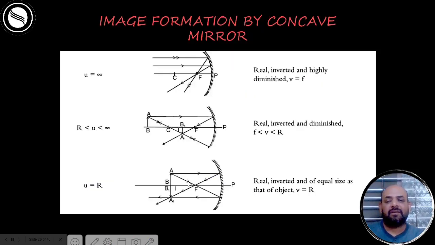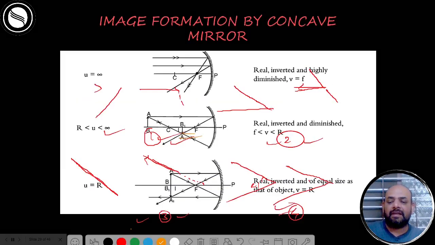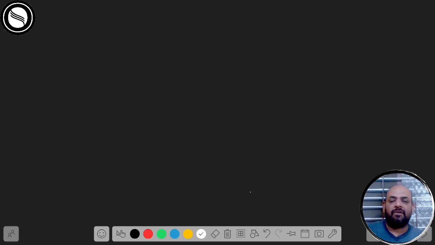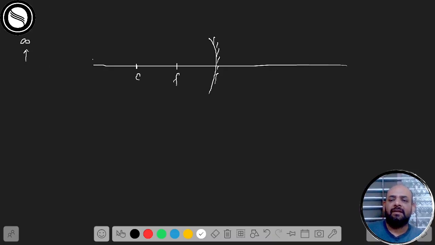Now, image formation by concave mirror, we will discuss one by one. As we discussed, in case of concave mirror we have 6 situations, because here we have the focus and here we have the center. First, the object at infinity. Second, somewhere between infinity and center. Third, at the center. Fourth, between center and focus. Fifth, at the focus. And sixth, between pole and focus. One by one we will see each situation.